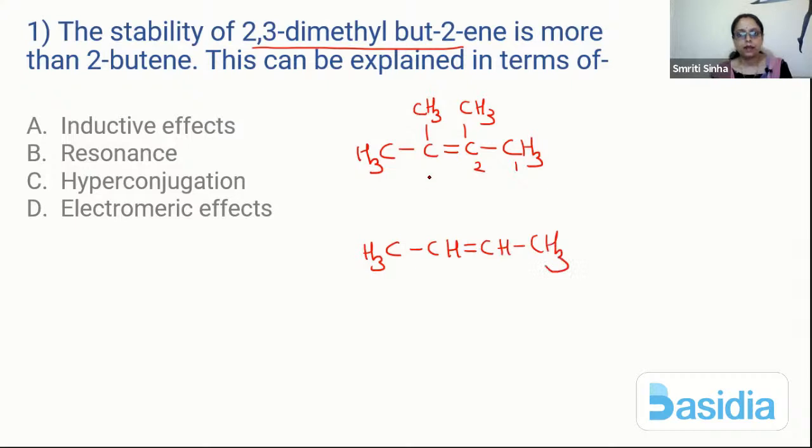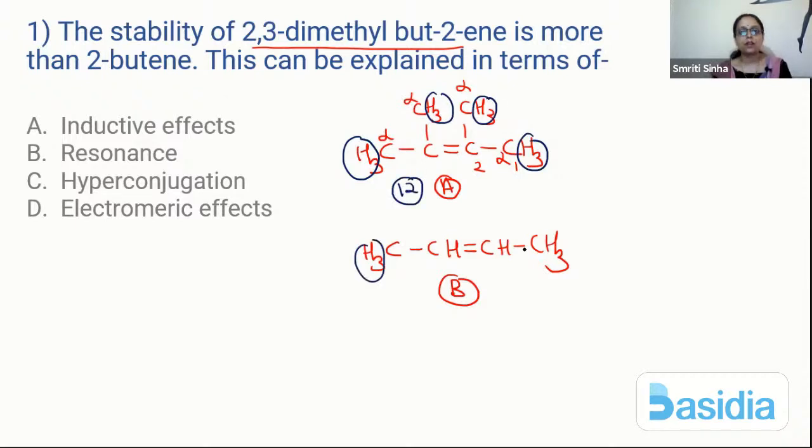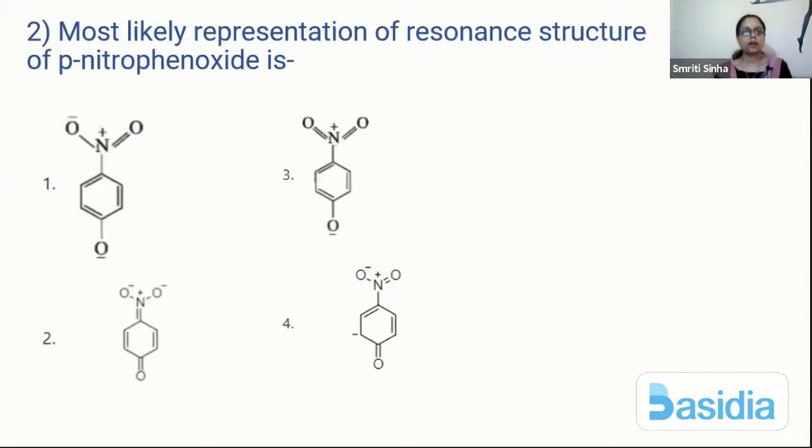Now you need to explain why this A structure is more stable than the B. The reason is that the A structure has more alpha carbons. As it has more alpha carbons, it has more alpha protons, and here you can see the total number of alpha protons is 12. Here you can see only 6, and therefore A is more stable than B due to hyperconjugation, that is, more number of alpha protons.